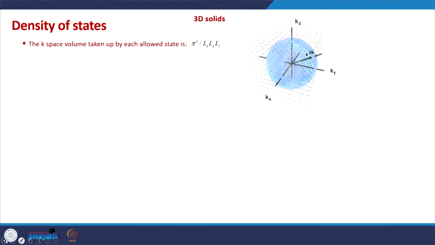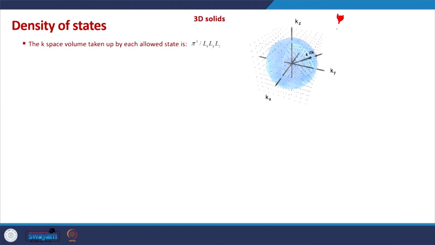So, once we realize that the electronic wave functions in a 3D solid is a direct generalization of electronic wave function in a 1D solid, now there are allowed k values. The allowed k values will be like a 1D solid: kx equals nx pi by Lx, ky equals ny pi by Ly, and kz is equal to nz pi by Lz. Okay.